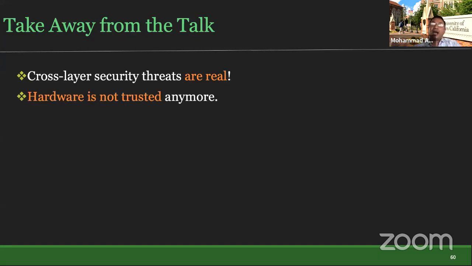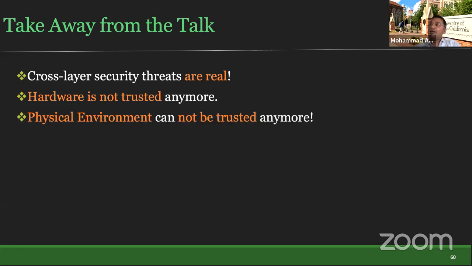And definitely hardware is not trusted anymore. You can't rely on hardware anymore. And you also cannot rely on the physical environment, the sensor data that you are collecting from sensors. The environment can also be perturbed, and misinformation can be inserted into your sensor. So there needs to be protection on the hardware and software side to do that.